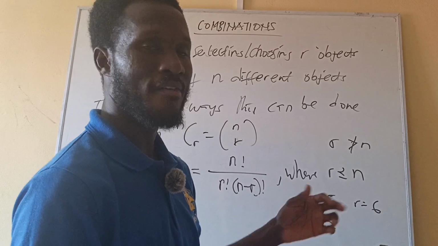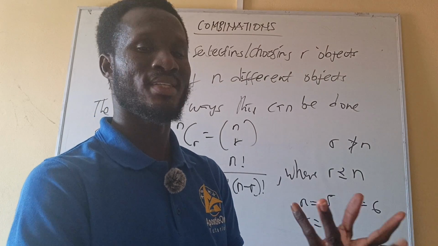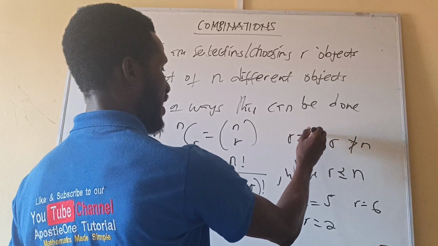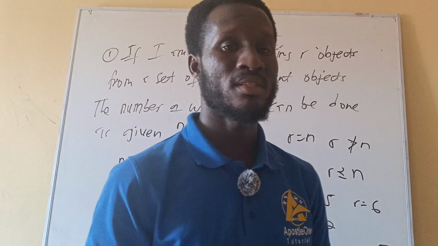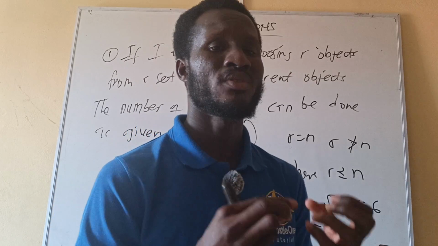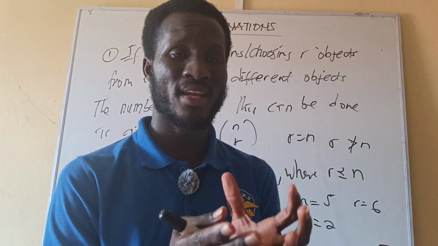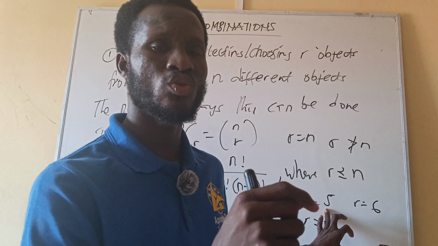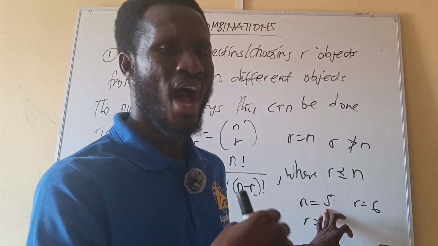That is, if I have 5, I can select 1. I can select 2. I can select 3. I can select 4. At the same time, r can be equal to n. It means that I can select the same 5. Yes. Now, since we are selecting items, I have 5 items and I want to select 2. I want to select 1.